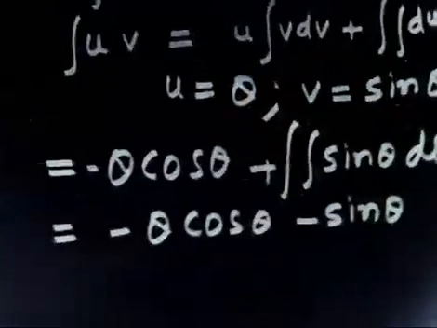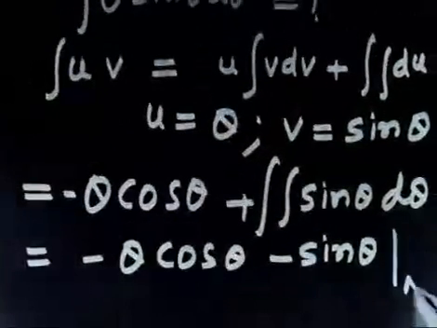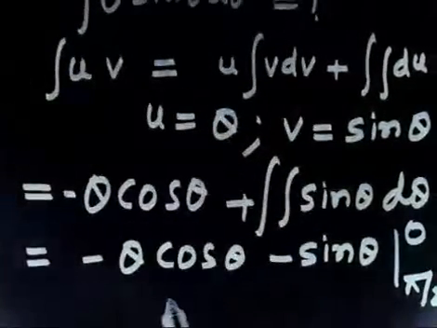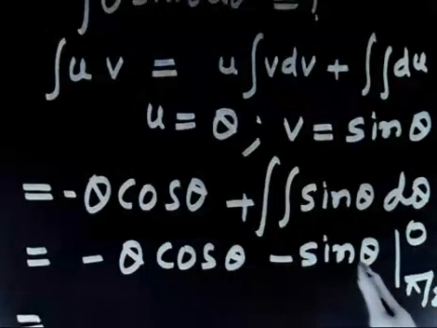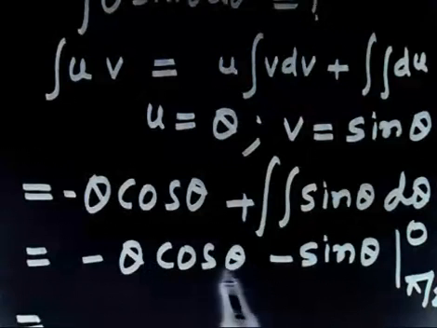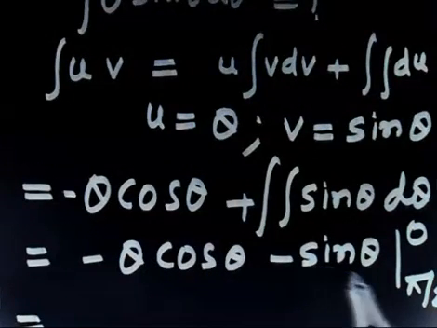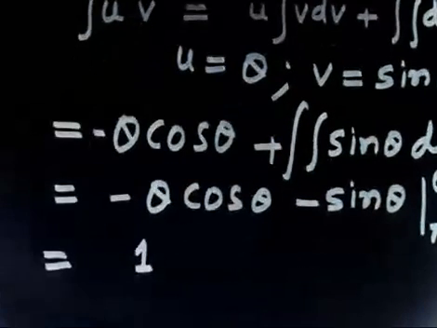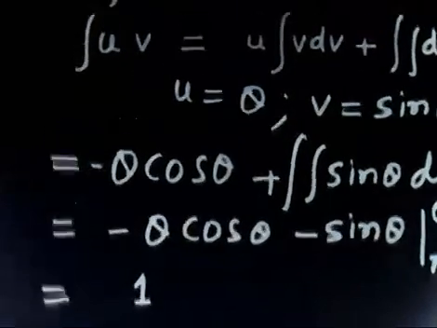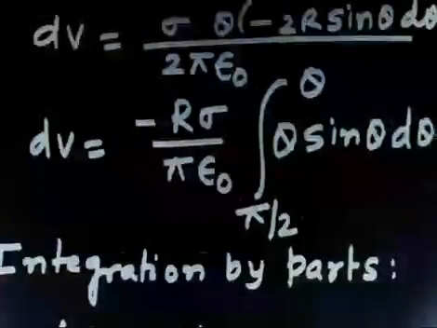Now I have to integrate this from 0 to pi by 2 or pi by 2 to 0. So if you plug in the limits, when theta is 0, this is 0 because theta is 0 and this is 0. When pi by 2, this cos theta is 0 because pi by 2 gives 0, and this is 1 but with a minus sign, so this will be 1. Are you getting or not? Integration will be 1. Now if you plug this value here, this integration is simply 1.